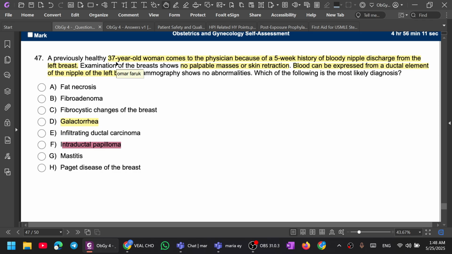Infiltrating ductal carcinoma is the most common form of breast cancer and often presents as a painless lump, although many patients are asymptomatic. Mammography may show microcalcifications and/or an infiltrative mass. Diagnosis is made by core needle biopsy and excisional biopsy. Paget disease of the breast presents with eczema-like patches on the nipple and is associated with underlying ductal carcinoma in situ or invasive carcinoma of the breast.